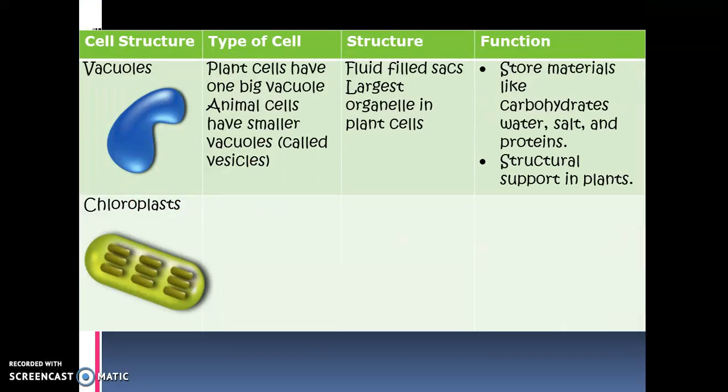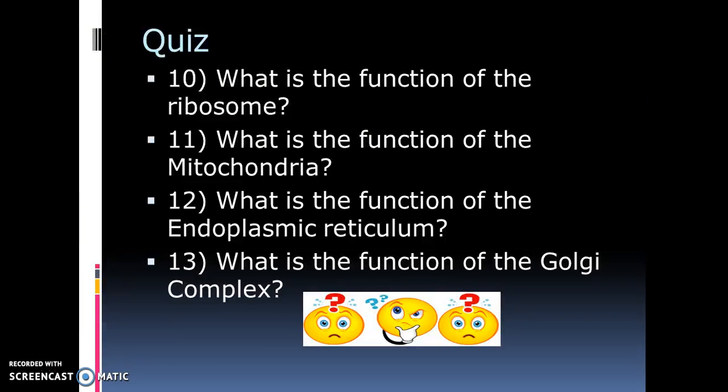Now, vacuoles, in plant cells, they have a big vacuole. In animal cells, they have small vacuoles. Vacuoles are fluid-filled sacs, and they store things. That's all they do is they hold things. They store things like a closet. They just hold stuff. In plants, they help with structural support, but they hold stuff in plants too.